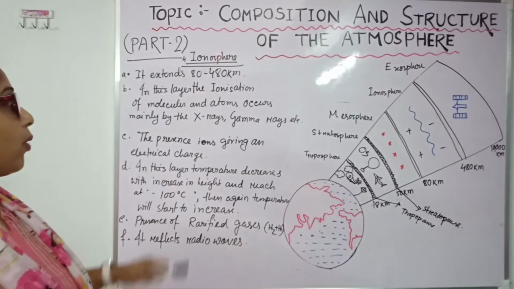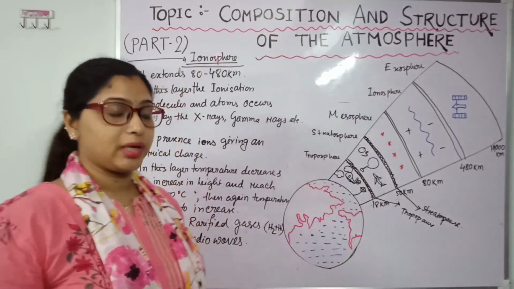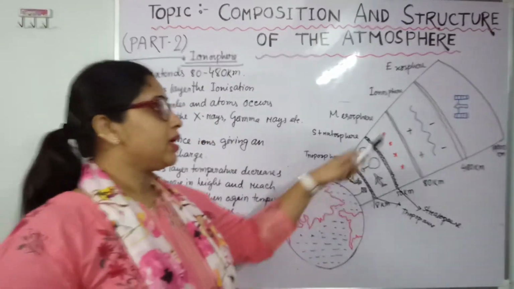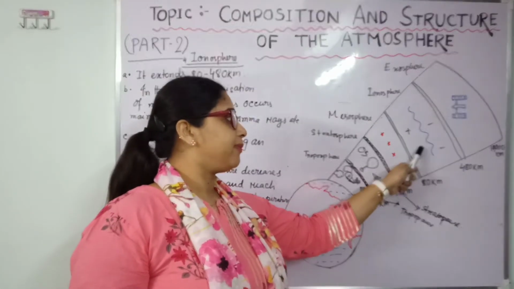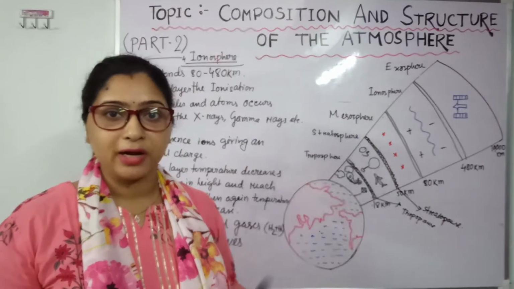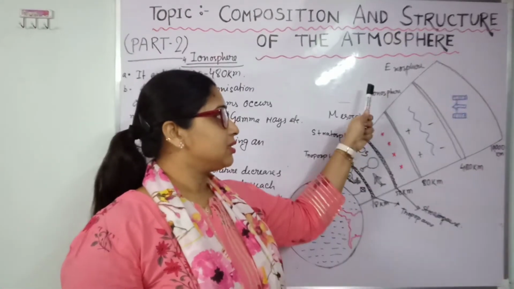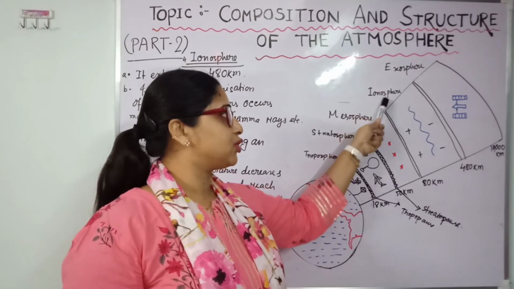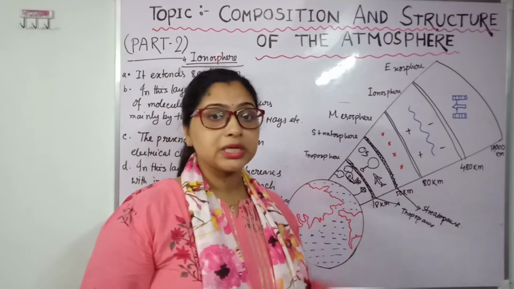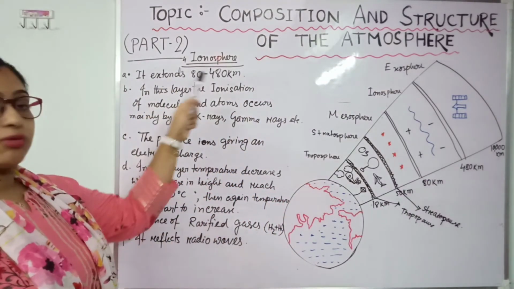Now students, one of the most important layers is the ionosphere. I am going to tell you the main important features of the ionosphere. Here I have drawn plus and minus signs, meaning positive and negative charges basically form here. Due to that, this layer has a special name, the ionosphere. It extends from 80 to 480 kilometers.